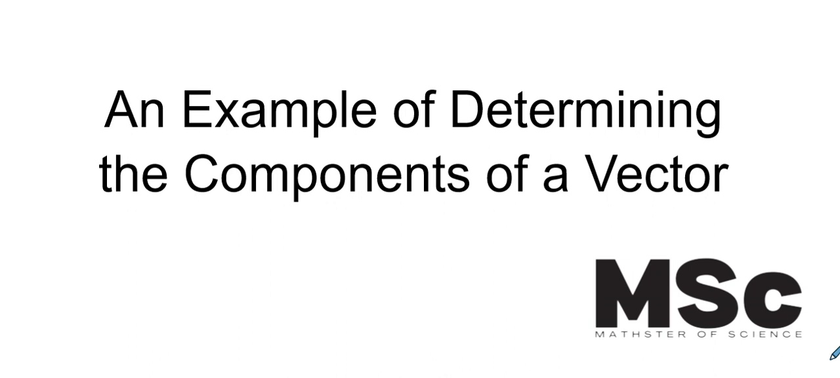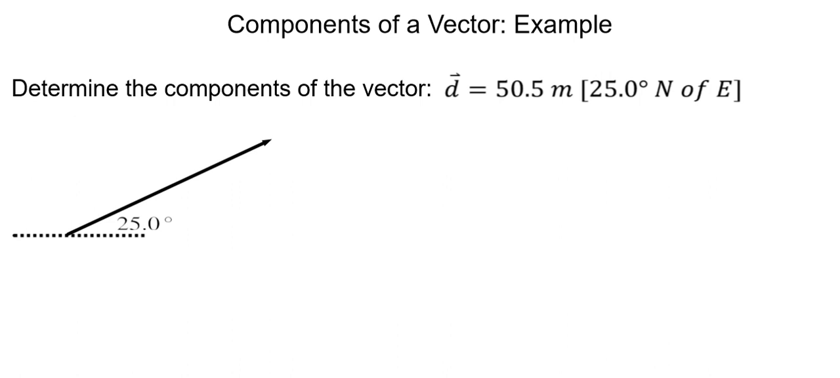On today's lesson, we're looking at determining the components of a vector. So the example I have here is a vector that has a size or a magnitude of 50.5, and that's already drawn for us here. This is vector D, and we have an angle 25 degrees north of east.